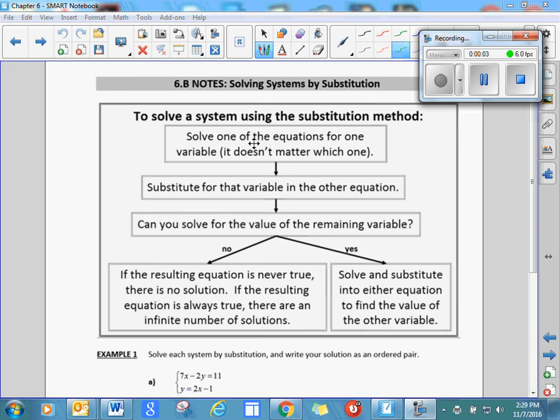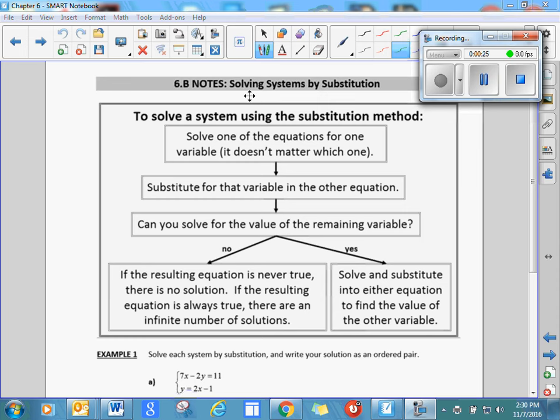Welcome to 6B, solving systems of equations. Last section, 6A, we solved them by graphing. This section has another method for solving them. Like most math problems, there's more than one way to work it. And depending on the situation, one method may be quicker, faster, easier than the other.